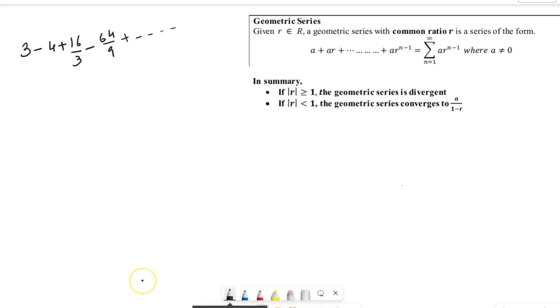Here we have another example. This is an alternating series. If you notice, the signs are changing alternately. So this is an example of an alternating series.